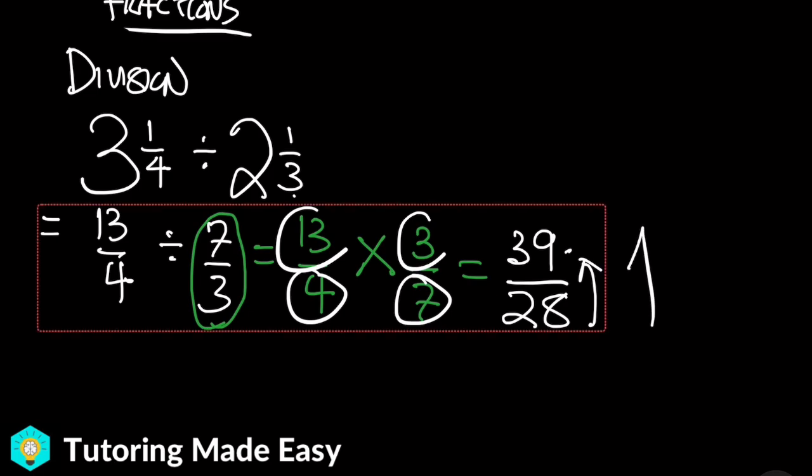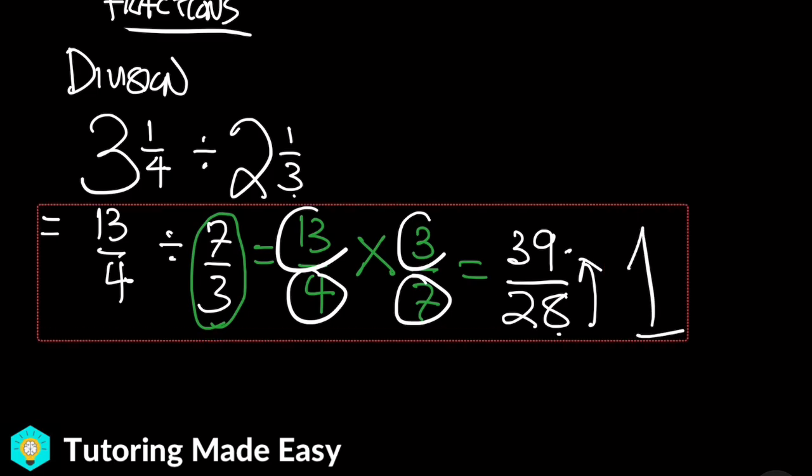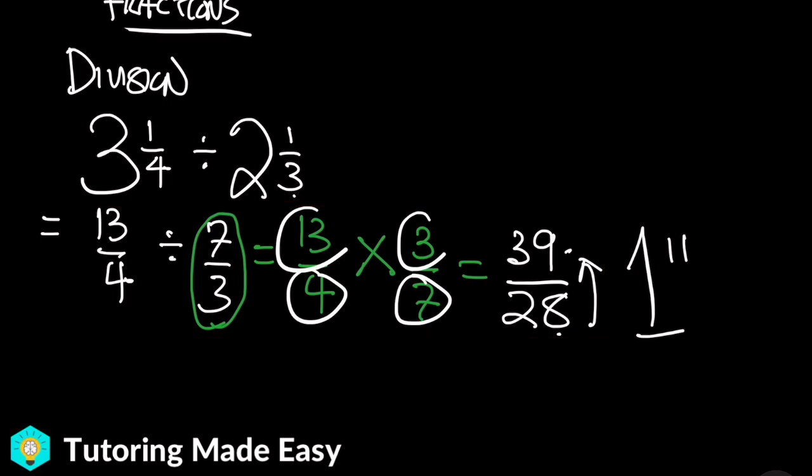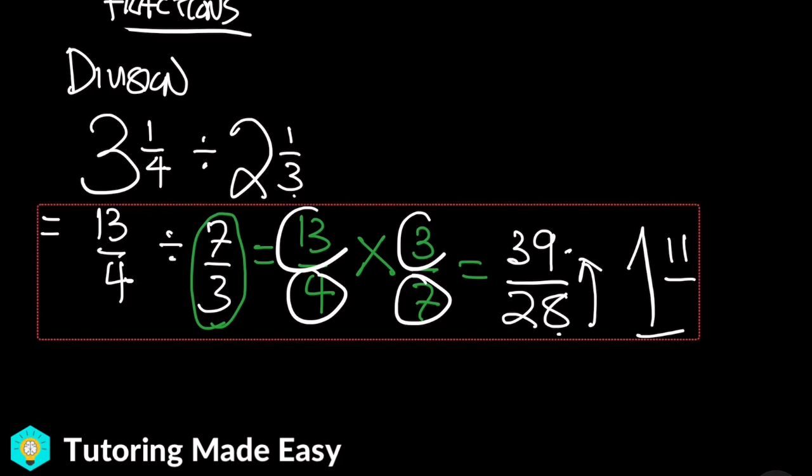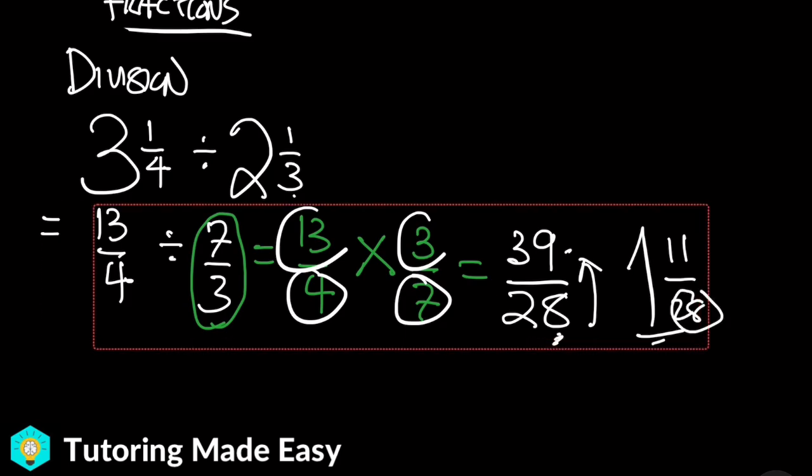So it's actually 1. We can multiply 1 by 28, and then we get 28. And when we take 28 from 39, we're going to get 11. So 11 remainder divided by the denominator, which is 28. And to check again, you can multiply this 28 by the 1, we get 28. Add 11 to it, you get 39, divided by 28.